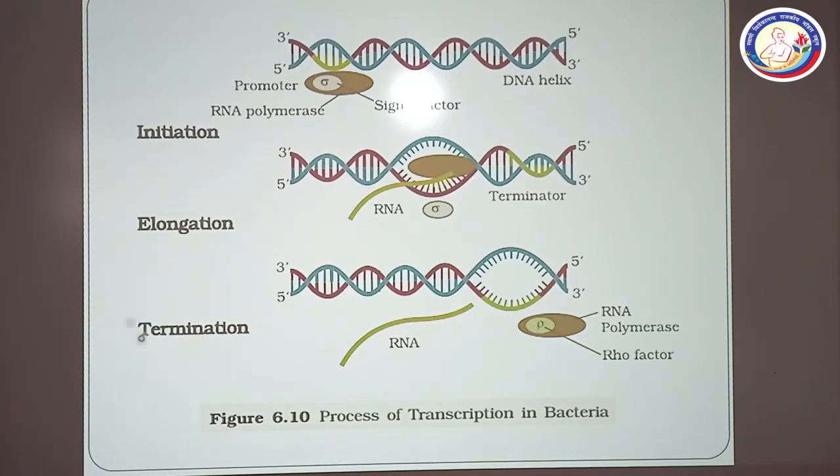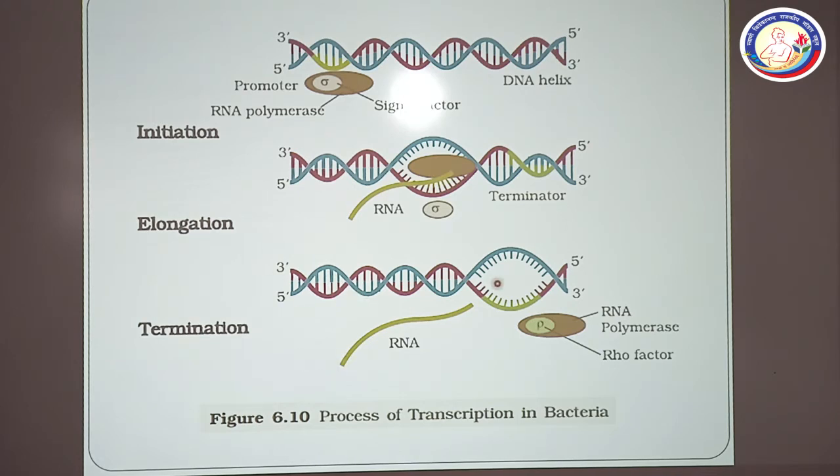You can see figure 6.10 of your book. This is the DNA double helix, and this orange colored round structure is showing the RNA polymerase. As the sigma factor binds to RNA polymerase, it will start the initiation. As the RNA polymerization, or RNA formation, continues, it will unzip and continue its process, and the sigma factor will come along till the terminator gene is reached.